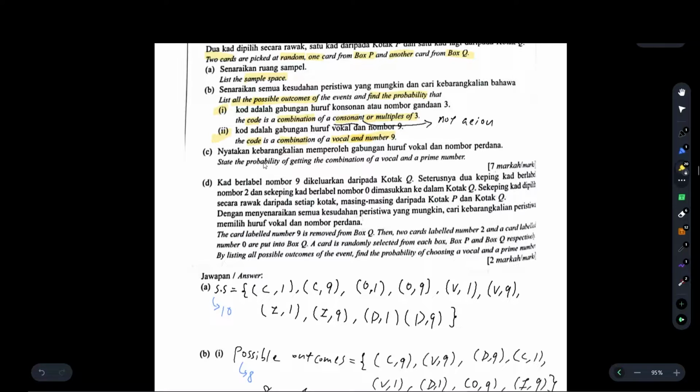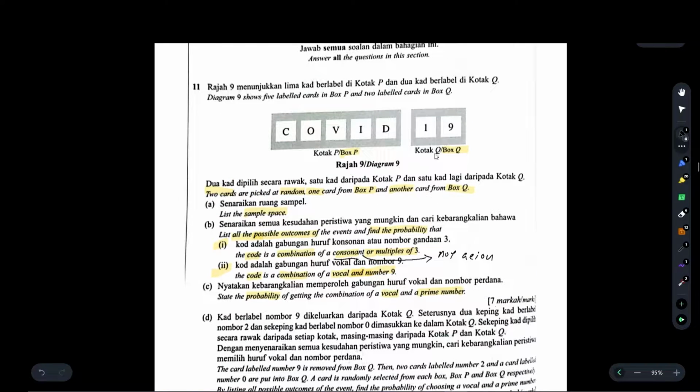Question C: state the probability of getting the combination of a vowel and a prime number. We already mentioned that a prime number is a whole number that can only be divided by itself and by 1 only. So let's look at box Q. Do we have a prime number here?